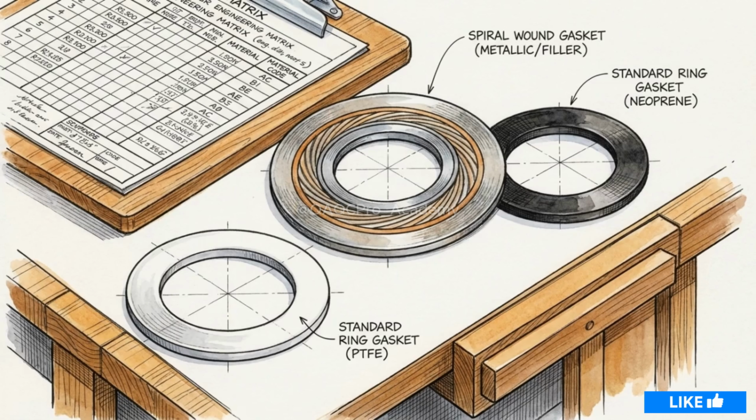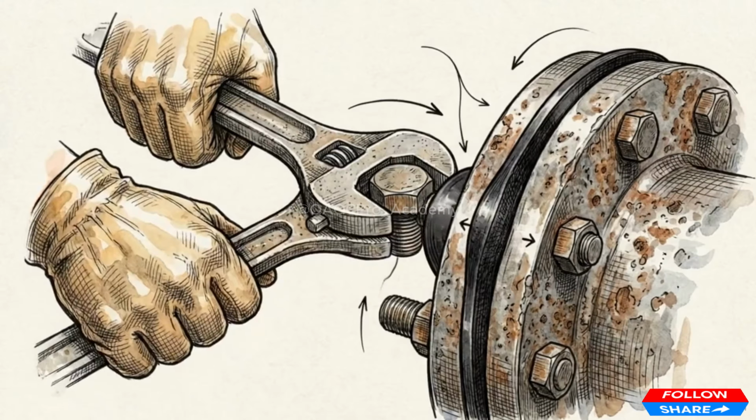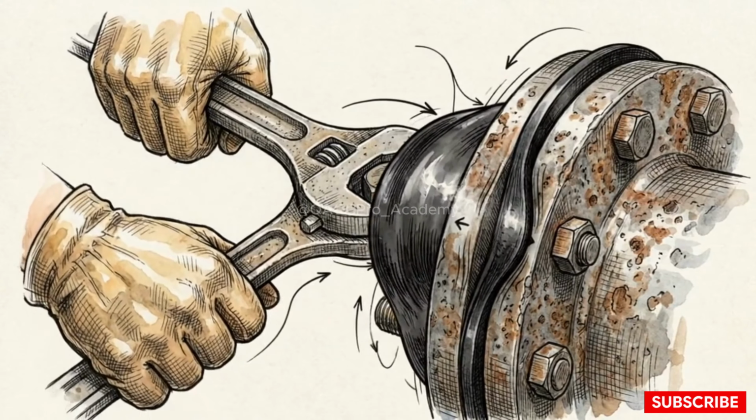There is no single perfect gasket. Achieving chemical inertness almost always requires a trade-off against mechanical stability, cost, or thermal limits. When maintenance teams face a damaged or pitted flange, a common reaction is to install a thicker, non-metallic soft gasket to fill the gaps.